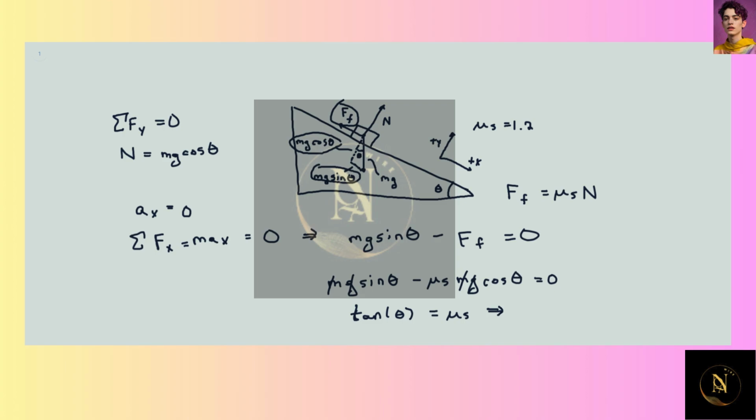And ultimately, we're trying to solve for this theta. And so theta is equal to the inverse tangent of mu s. Plugging in, mu s is equal to 1.2. This gives theta is equal to 50.19 degrees. That's the final answer.